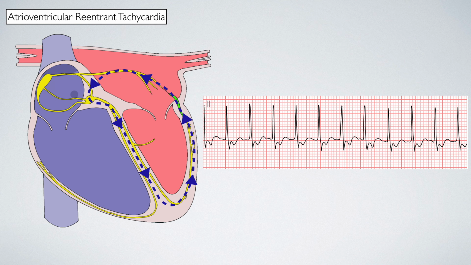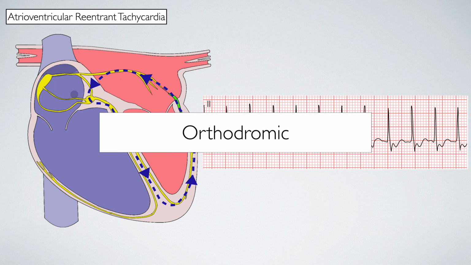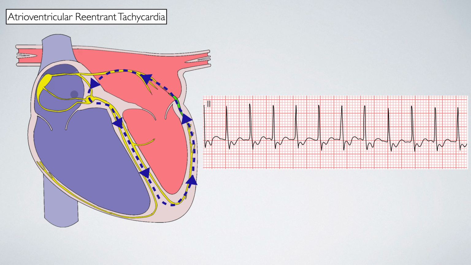The re-entry loop can conduct impulses in two directions, but the most common is known as orthodromic, meaning that the impulses are conducted from the ventricles to the atria and back through the AV node. We'll focus on this type here because orthodromic AVRT accounts for 95% of AVRT presentations. Let's take a closer look now at how this occurs.